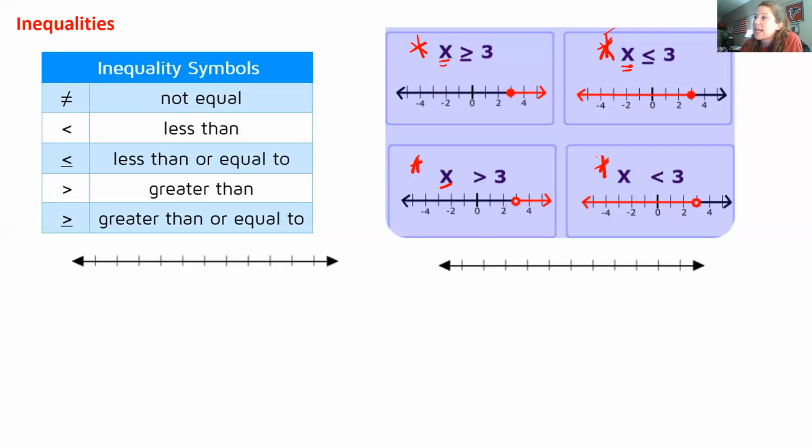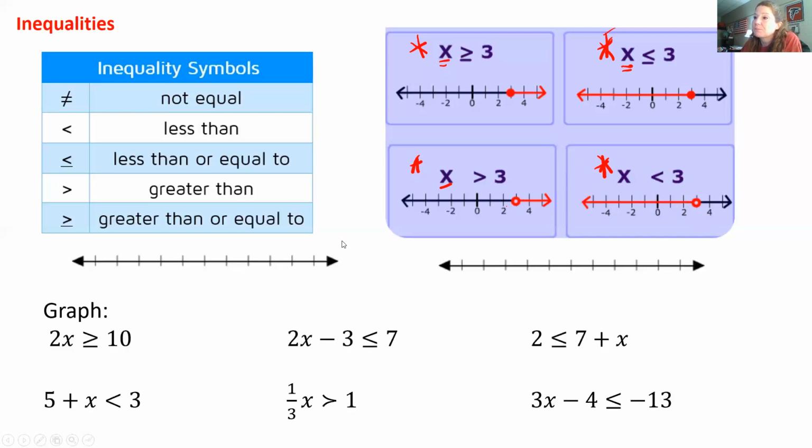And that's similar to the last one. x is less than 3. We find 3 on the number line. We put an open circle and we point to the left because x could be 2 or 0 or -1 or -2 or -4, so on and so forth. Okay, so that's how you read these inequalities and you graph them.